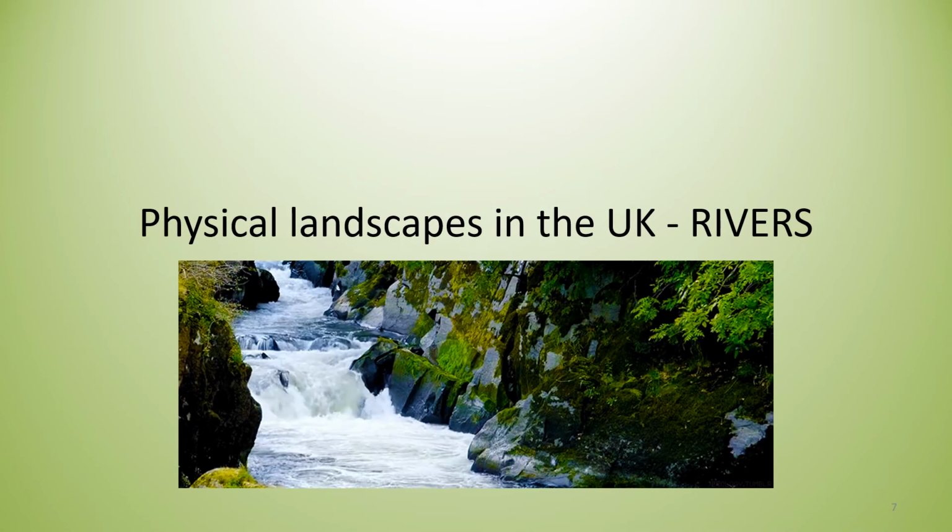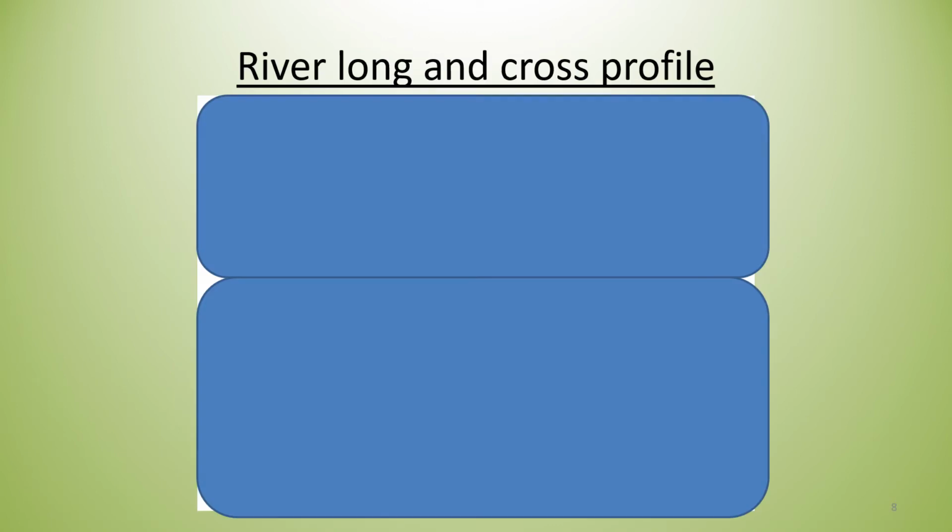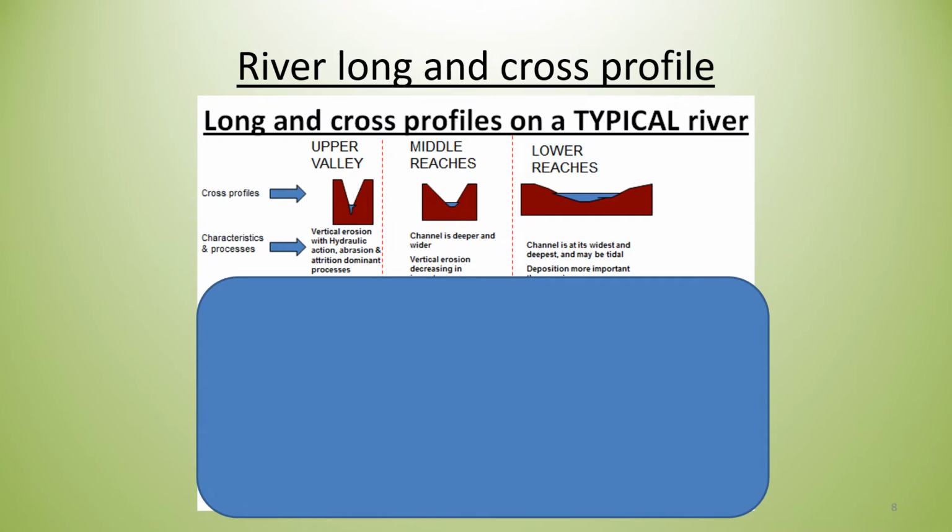To start with then, looking at rivers in the UK, we first start with our long and cross profiles. Here is the cross profile of a river. A cross profile of a river we can see is where you would chop it in half as it goes along, and you can see in the upper course it is V-shaped, in the middle course it is U-shaped, and in the lower course it is very, very wide and deeper.